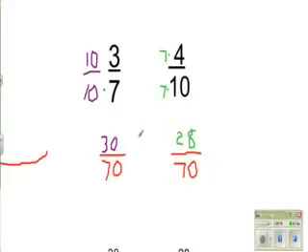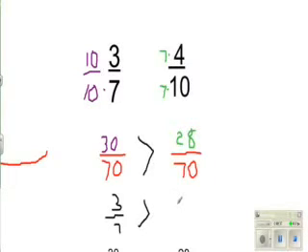In math world, rather than write out the left fraction is bigger than the right, we simply use this lovely shorthand, greater than. 30/70 is greater than 28/70. By that same token, we can say that 3/7 is greater than 4/10.